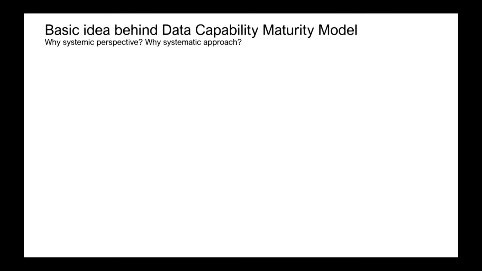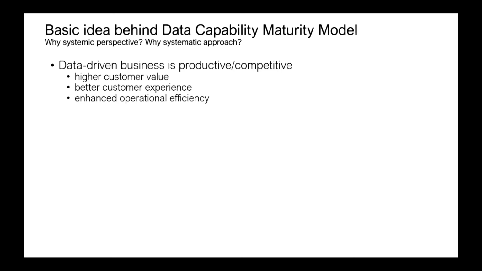So what exactly are the acting forces behind all this? Let's have a look. The basic promise of data is straightforward. With data and analytics, including artificial intelligence, we are able to create higher customer value and better customer experience. Productivity is further improved through enhancements to operational efficiency. So far, this is fairly simple.